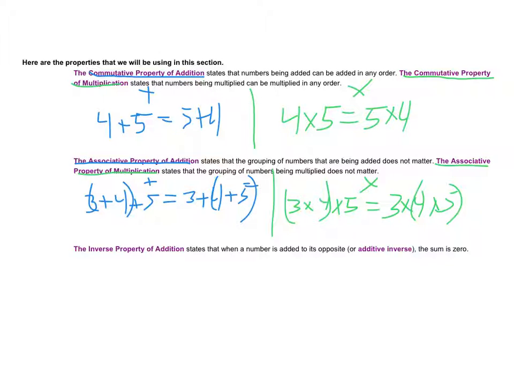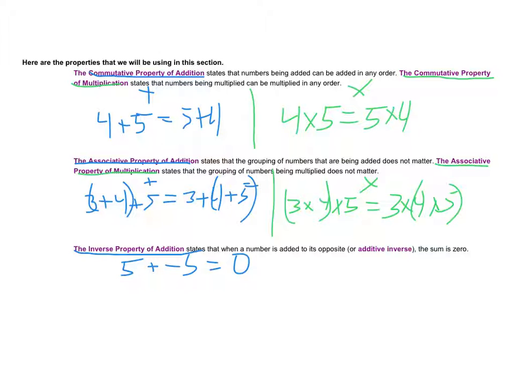The last one for this slide is the inverse property of addition. So if I take a number and I add its opposite, or its additive inverse, the sum that I get is 0. To find the additive inverse, I change the sign. So if I was looking for the additive inverse of 5, it's a positive 5, so the additive inverse would be negative 5. If we add those two together, I would get 0.